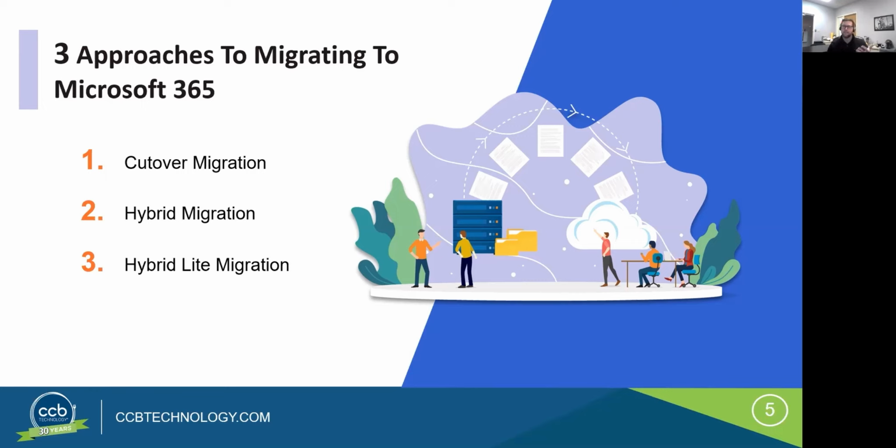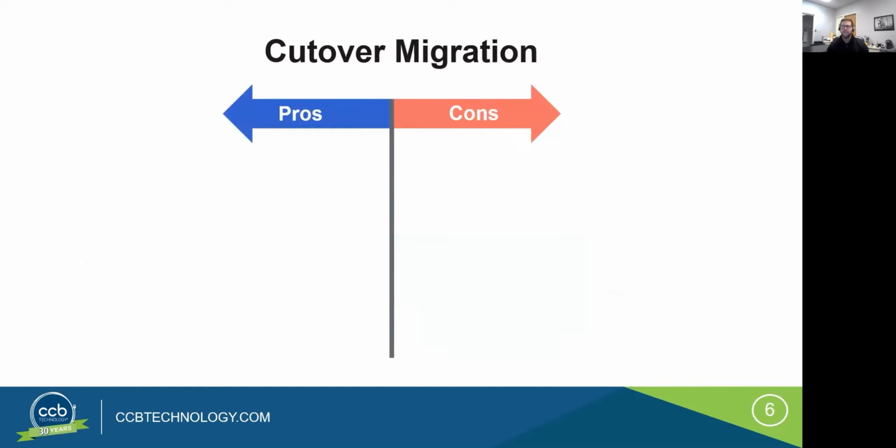There are nuances to them, and it's good to be aware of what those are so that you can make an informed decision on what to do in that regard. So diving a little bit more into these, that's what we're going to do over the next 3 slides: talk about the pros and cons of a cutover migration, of a hybrid migration, and of a hybrid light migration.